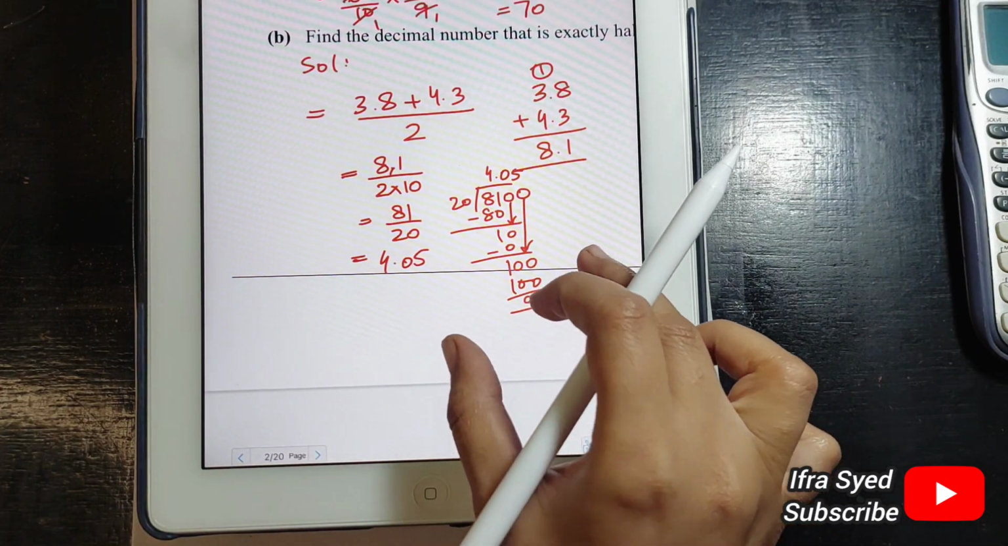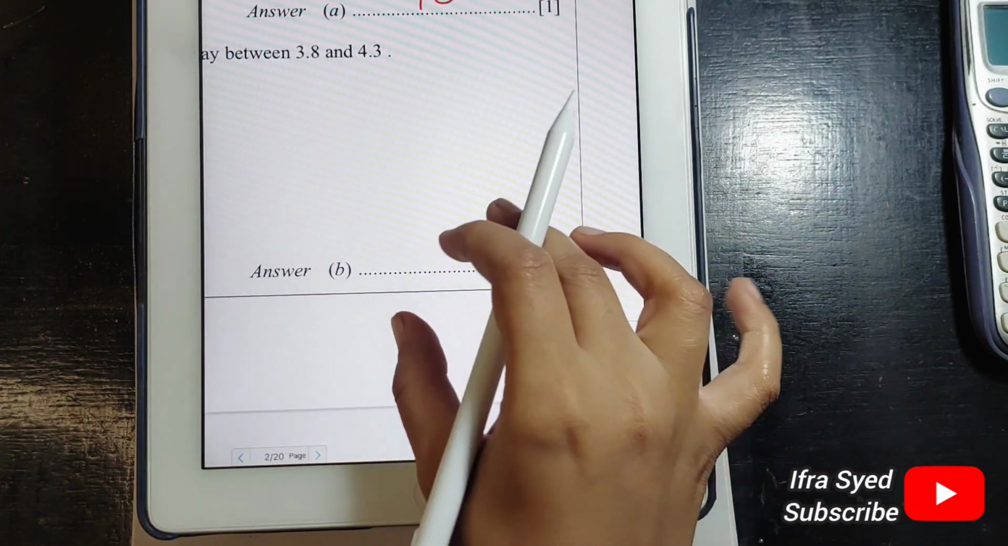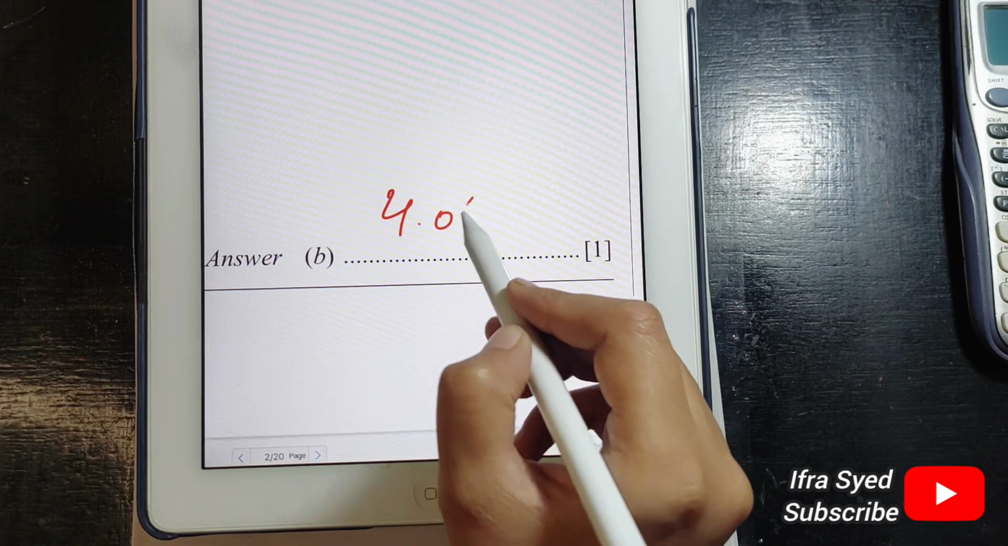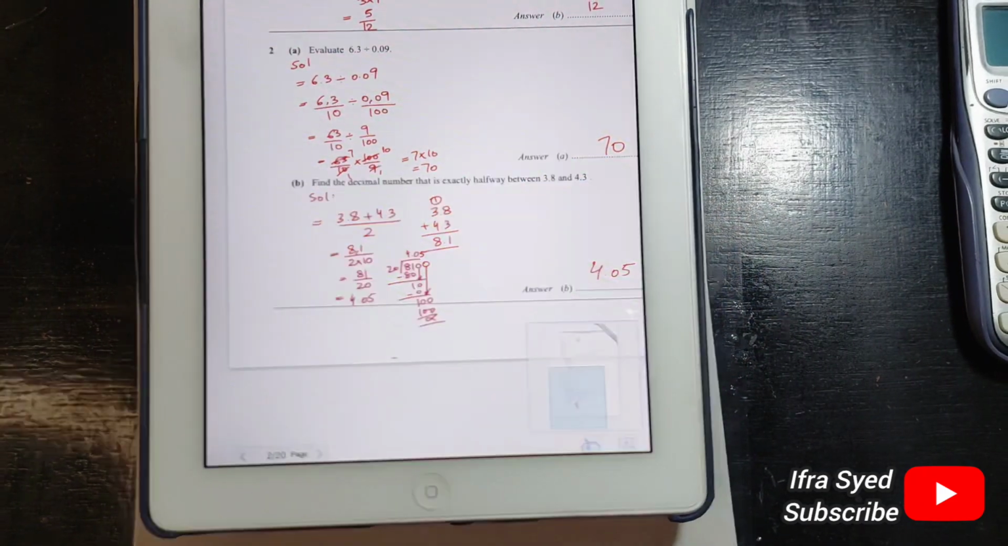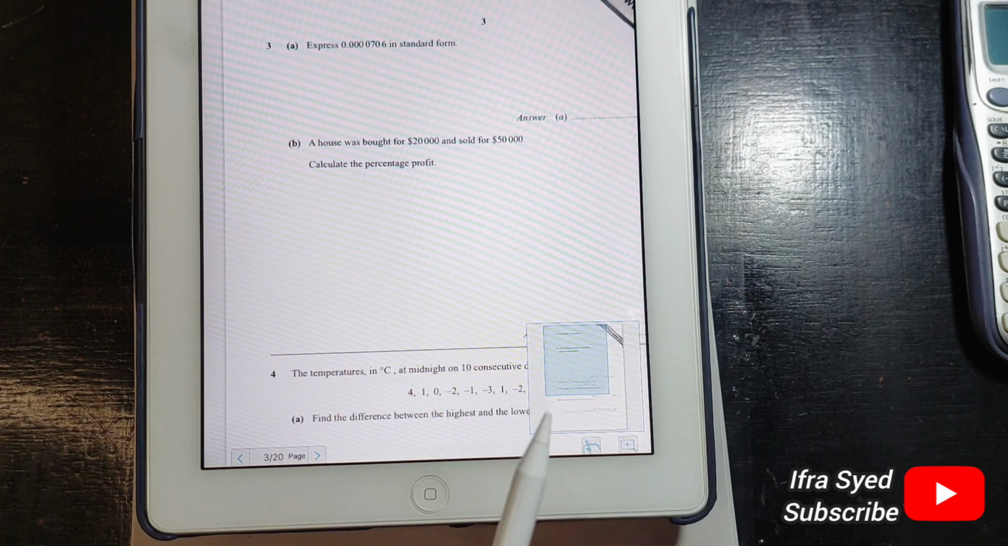Now let's write this answer in the answer box, that our answer is 4.05. So our question number 2 is fully solved. Now let's move to its next question.